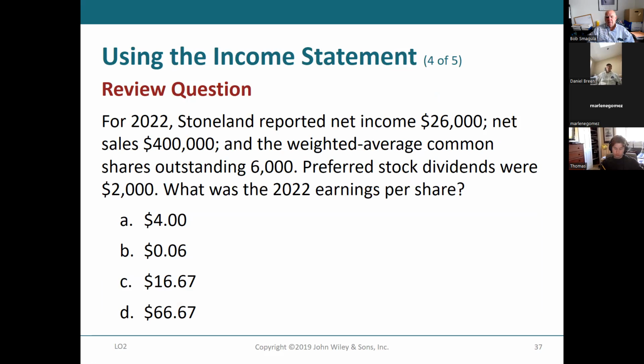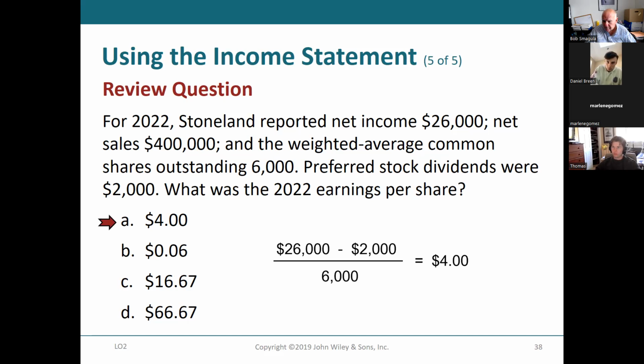Stoneland reported net income, 26,000. Net sales were 400. And the weighted average they're giving you 6,000. So we don't even have to divide it. What were the preferred stock dividends? 2,000. We must subtract that from the 26. The net income minus preferred stock dividends gives us the income we're going to use for the ratio. So 26,000 minus 2 is 24,000. If there's a God in heaven, the answer is A. You see how we put that together? Total income minus preferred dividends, then we divide out by the total outstanding average common shares.